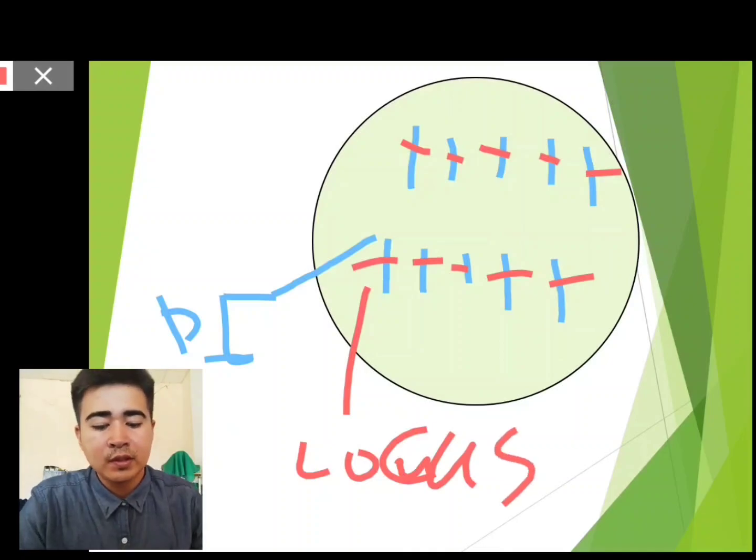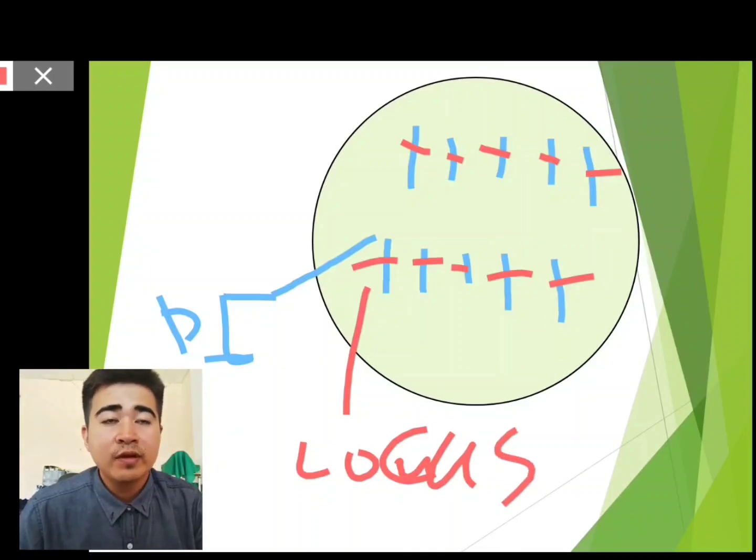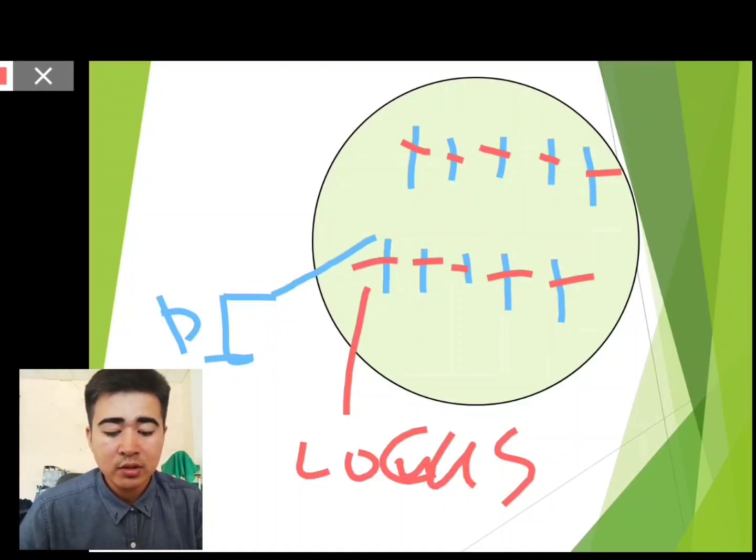Gene frequency inside the population always remains a constant value if these conditions are followed: no mutation, no selective mating, no selection, no migration, and no immigration.